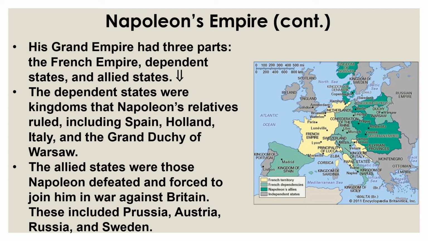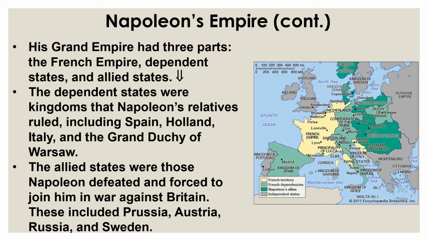The allied states were those Napoleon defeated and forced to join him in war against Britain. Okay, now this is different. These allied states, they're really not what we would traditionally call an ally. They were conquered states who were forced to do his will to maintain their own kind of sovereignty at home. And his will was to continue to fight against Britain.